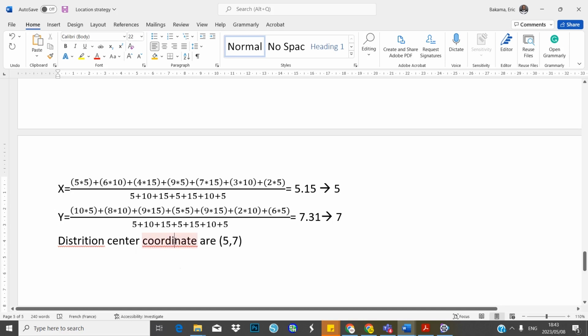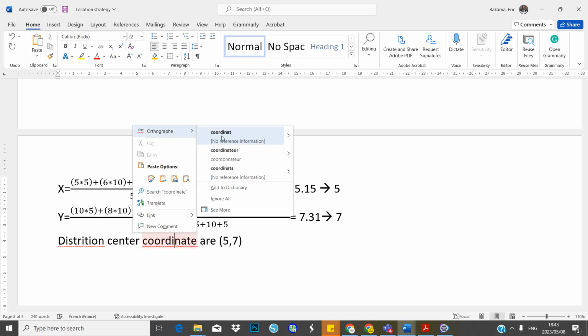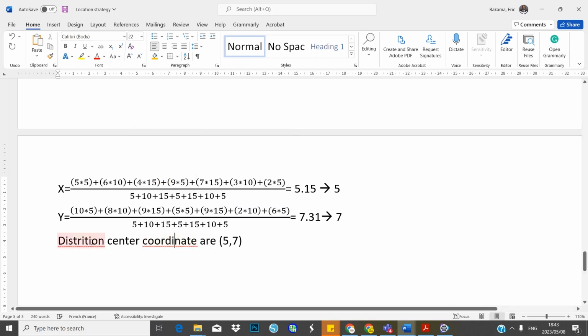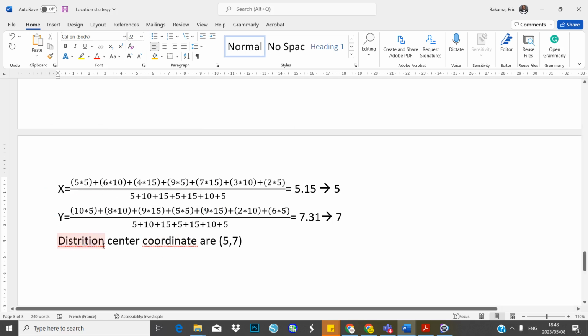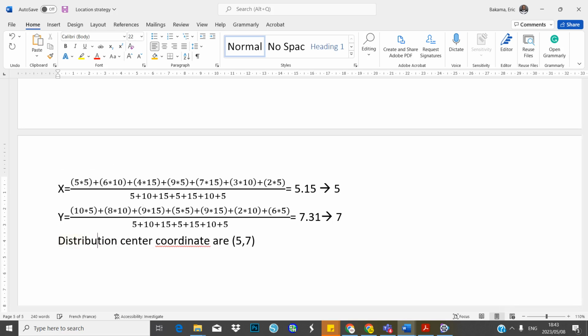So now that's why we call the method the center of gravity. We call it the center of gravity because what did I say? Distribution, yes. Now it's 5 and 7.